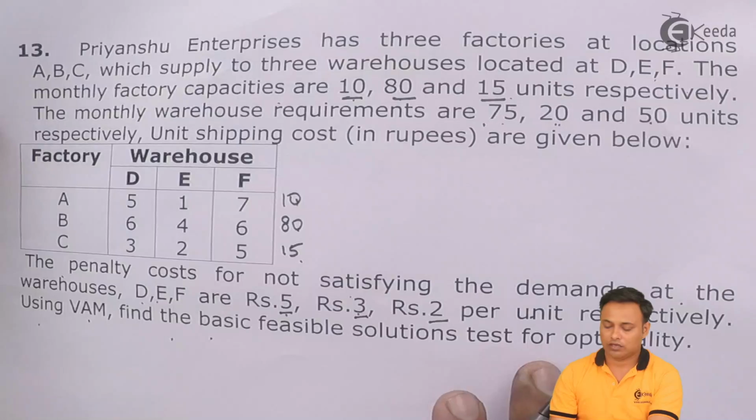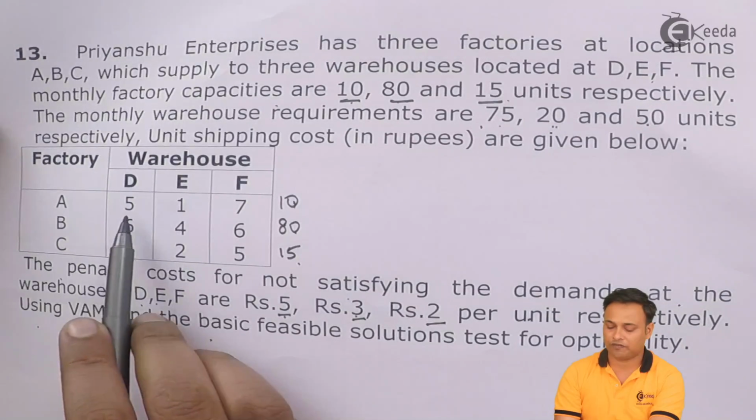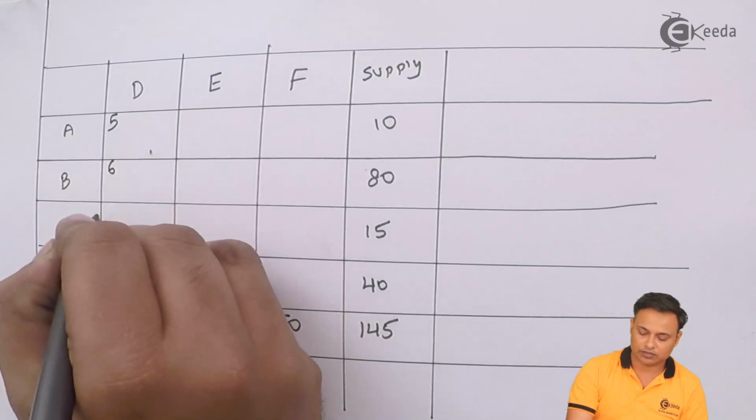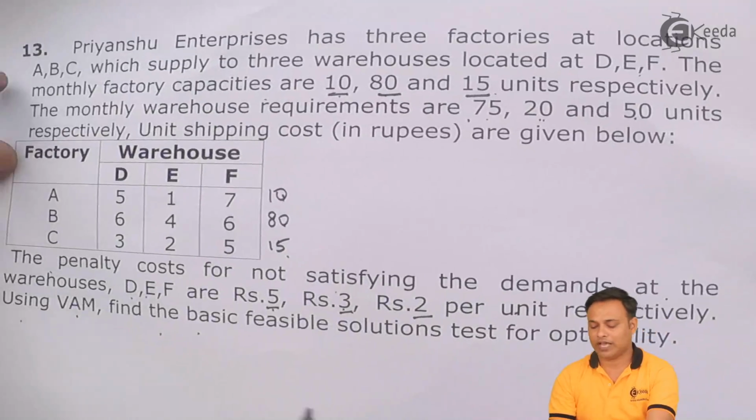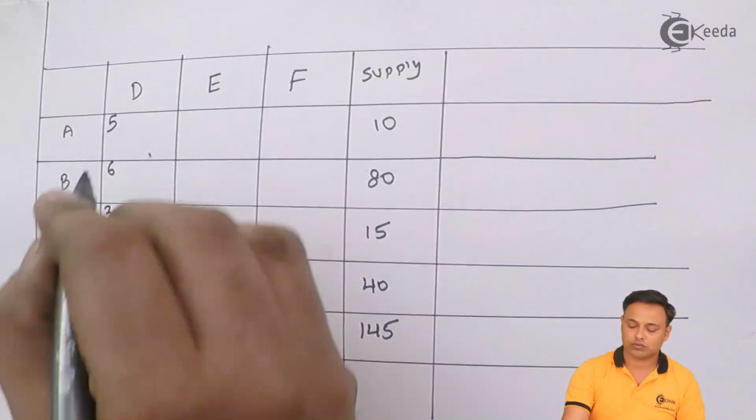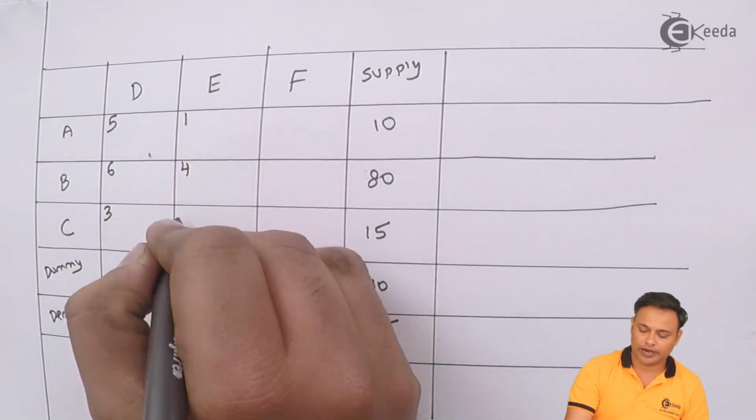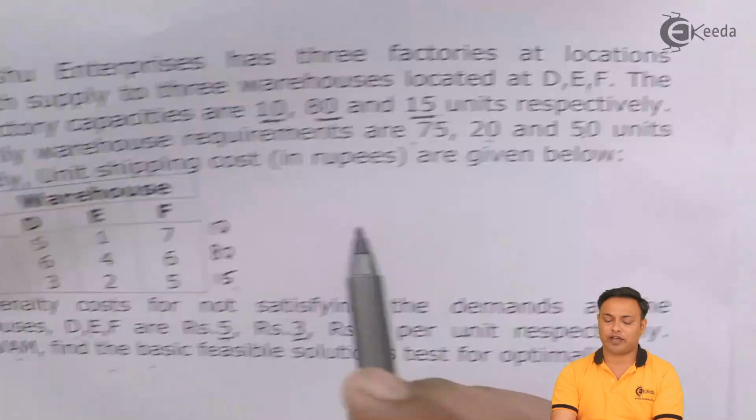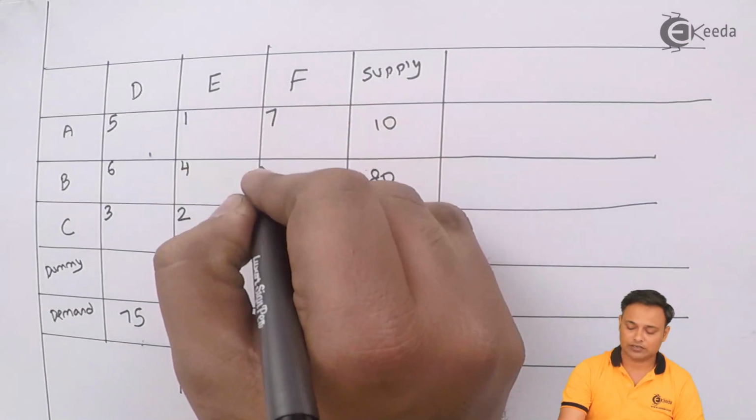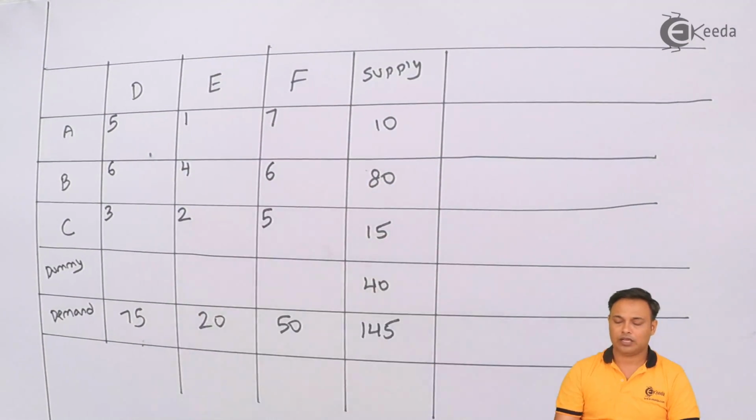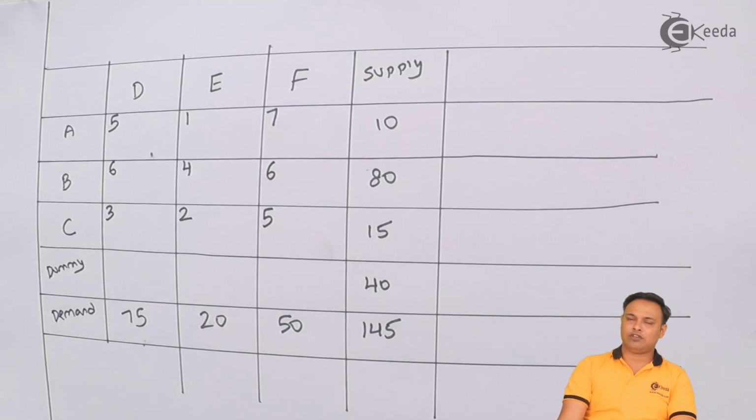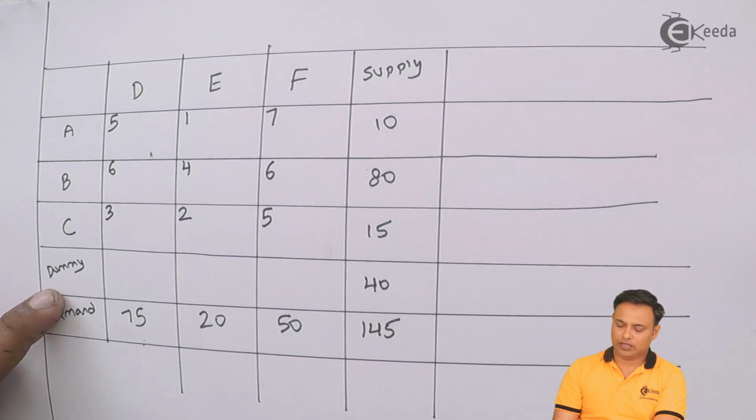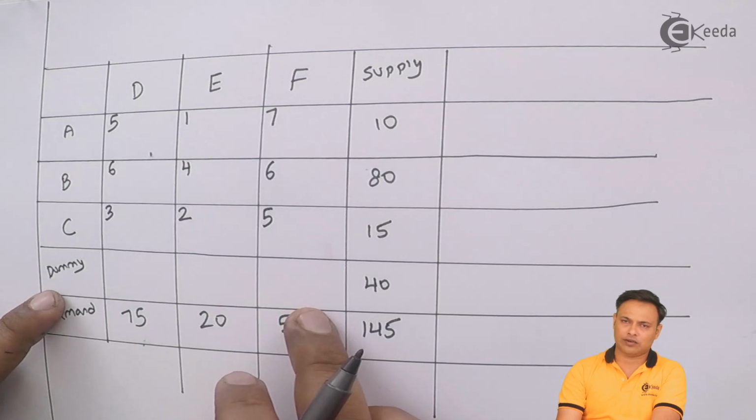We have the transportation cost or the shipping cost 5, 6, 3. Then we have 1, 4 and 2. And then we have 7, 6 and 5.